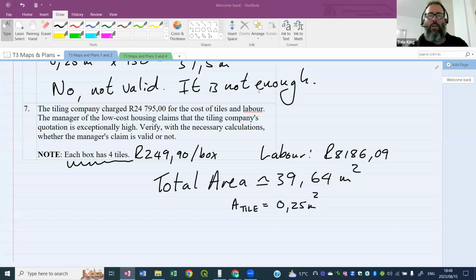Okay, thank you. All right, so we've got people saying, what are we doing? We're working out the total cost to tile this kitchen and bathroom. We've got the total area of the kitchen and the bathroom here, 39.64 square meters. We know that 1 tile is 0.25 square meters, and all this information was answered before in other questions. We know that it's 249.90 for a box of tiles, and we know that there are 4 tiles in each of those boxes. To work out the total cost of the job, we also have to add on the labor. So not just the cost of the tiles, but the cost for the labor as well. And we're comparing it to this person saying it's going to cost $24,795. Is it going to cost that, or is it not going to cost that? That's what we're trying to check.